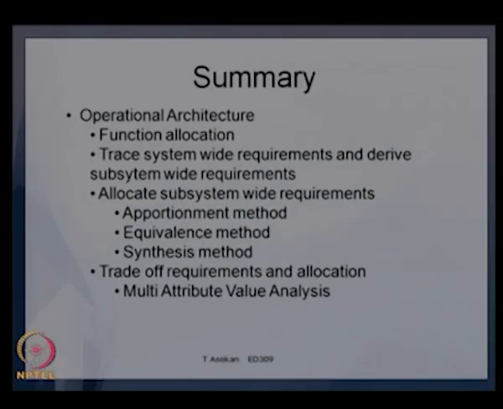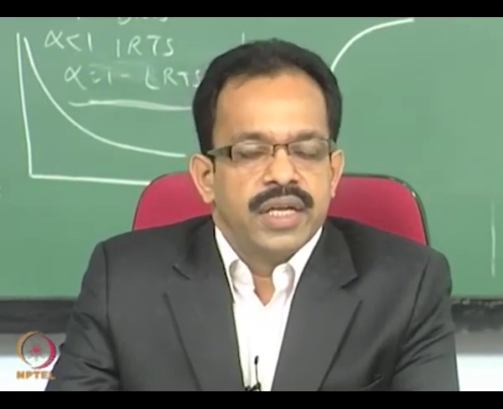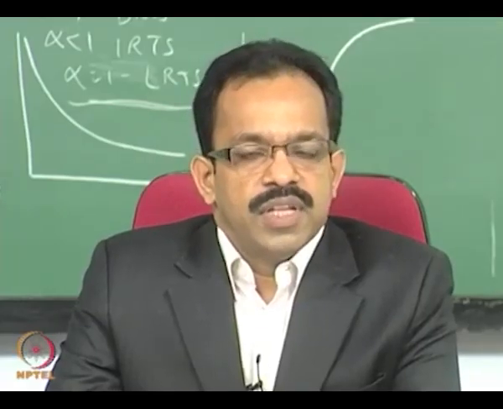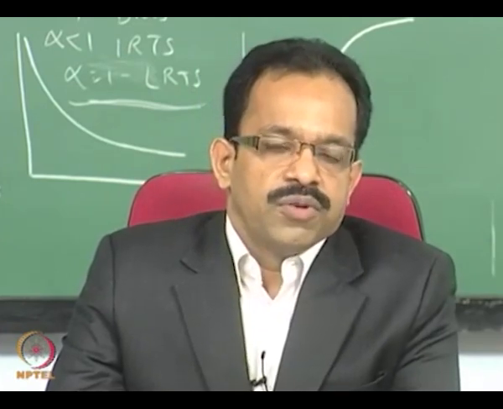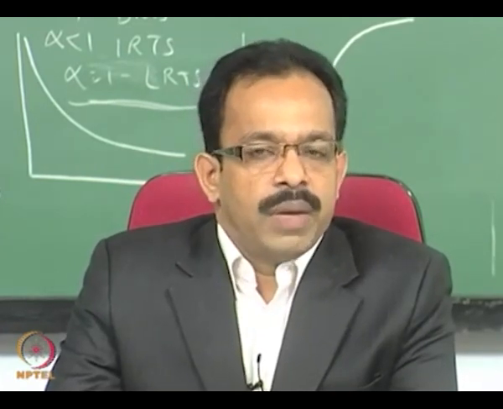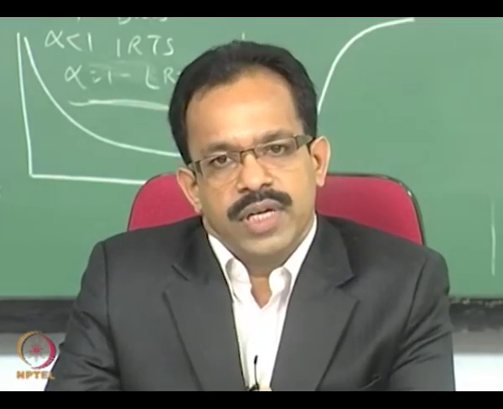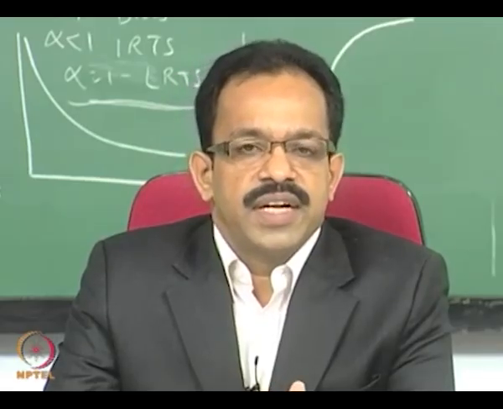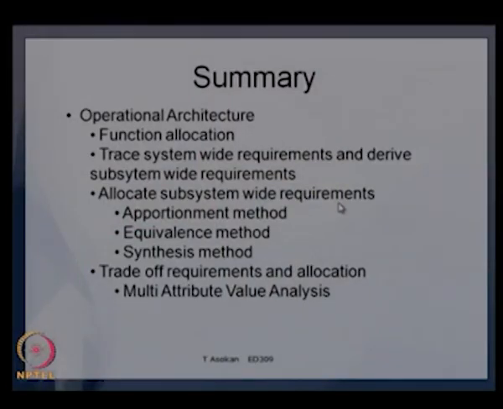Okay, to summarize, what we discussed during the last two lectures was the operational architecture development, also known as allocation architecture. Using the functional requirements, we developed the functional hierarchy and functional architecture, then the physical architecture. Then the next step was how to allocate these functions to the physical elements. We discussed different methods of mapping the functions to components, and how to allocate the system wide requirements as well as the internal input output requirements, then system trade off requirements. We discussed many methods to do this, like apportionment methods, equivalence method and synthesis methods.